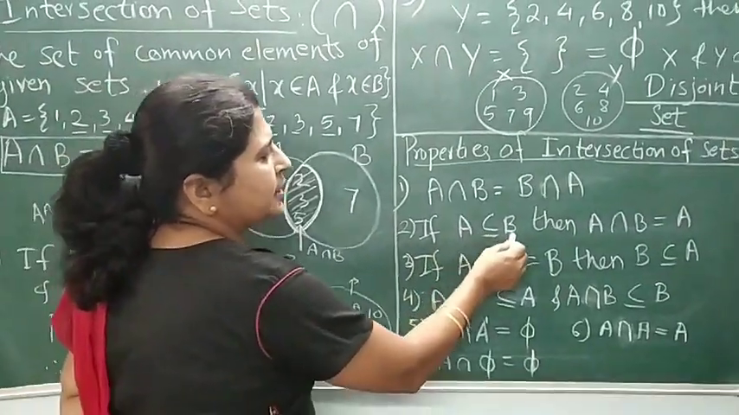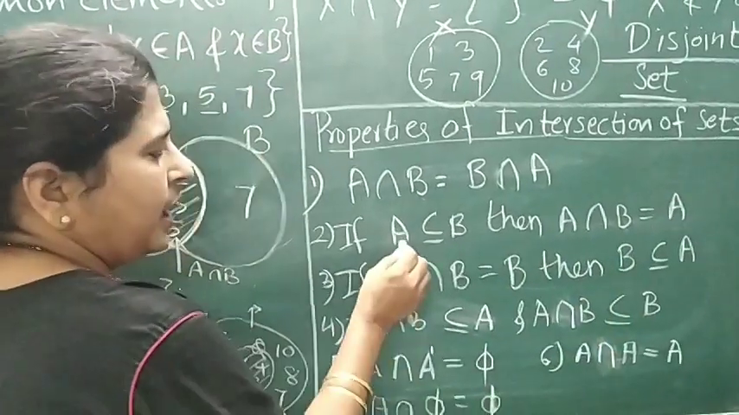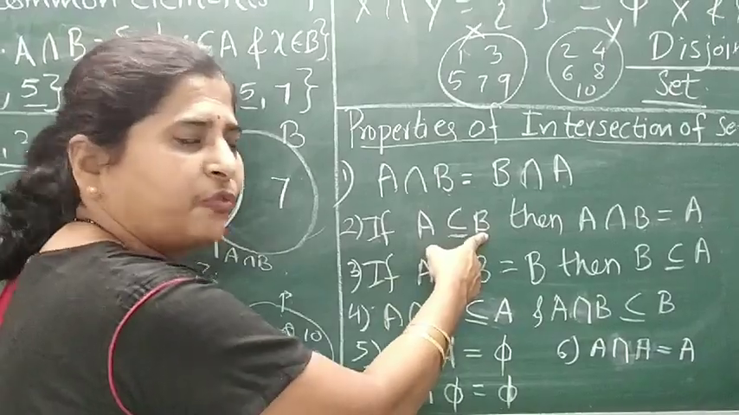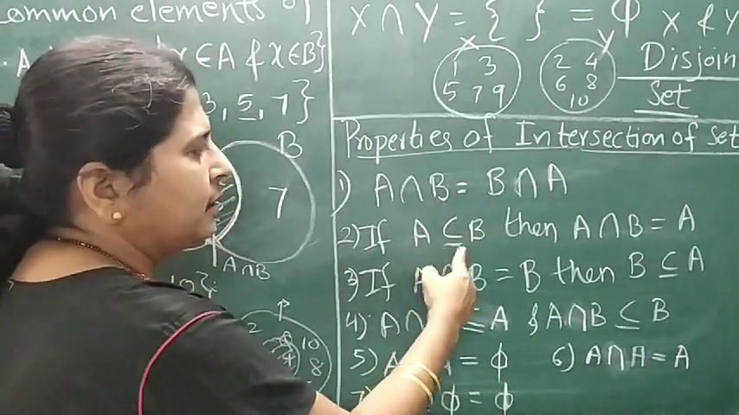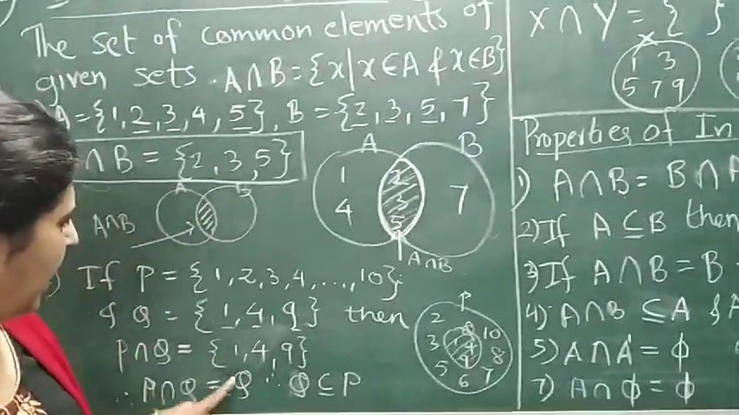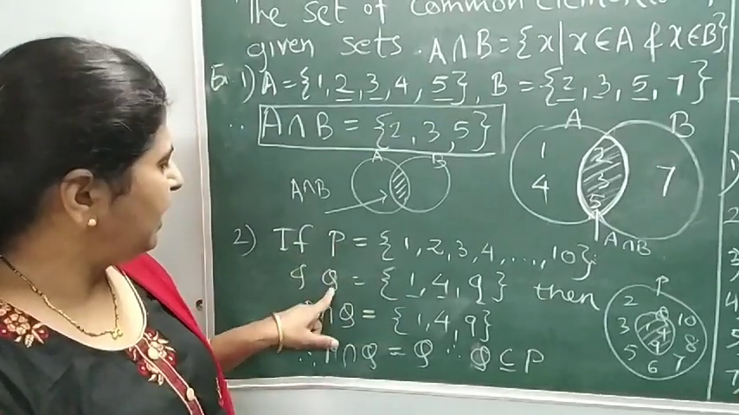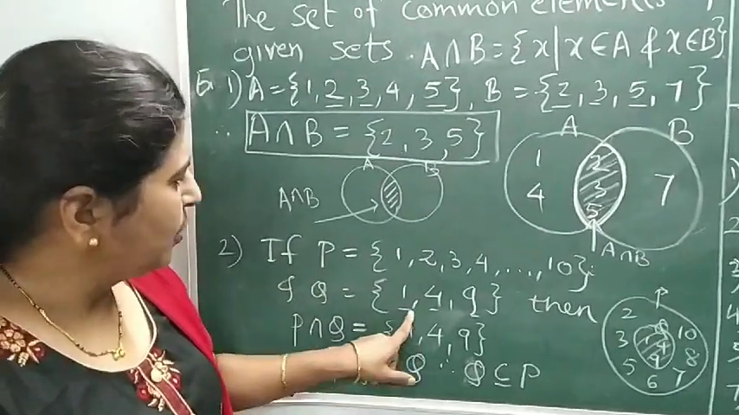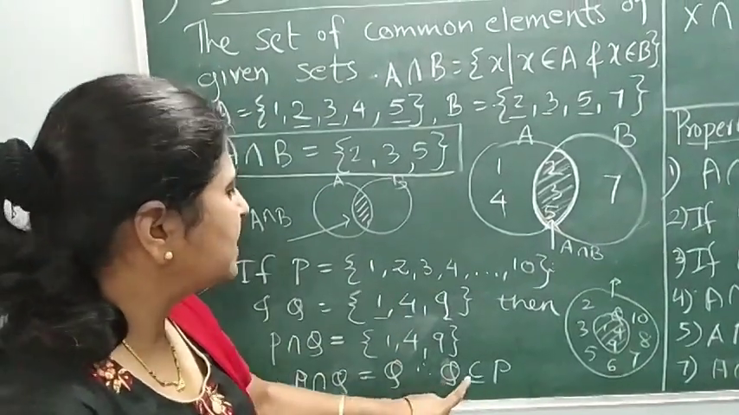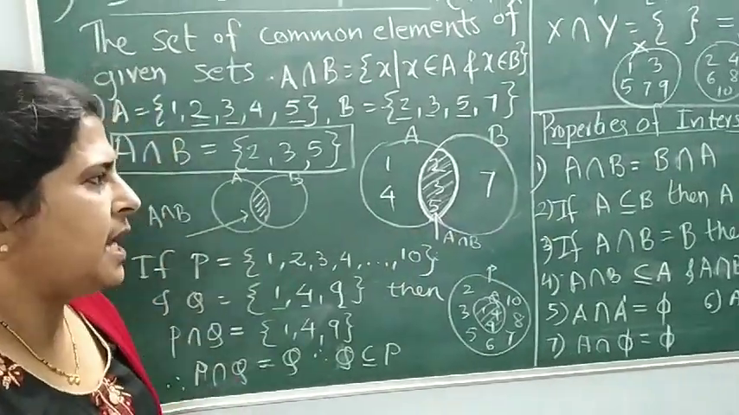If A is a subset of B, then A intersection B is going to be A. So A is such a set that all elements of set A are elements of B, then here the intersection is going to be the smaller set A. As in this example, Q was the intersection of P and Q, we got Q. So Q is the smaller and all the elements of Q are elements of P. So Q is a subset of P.